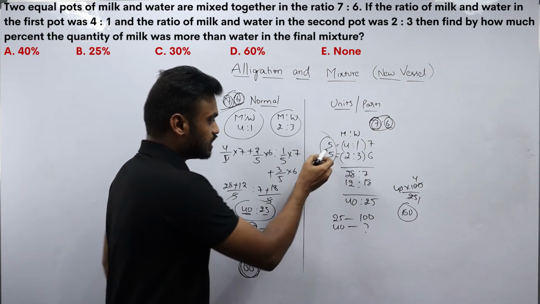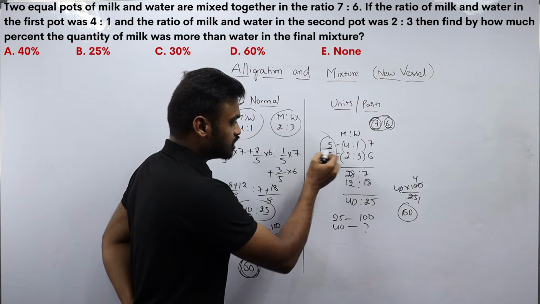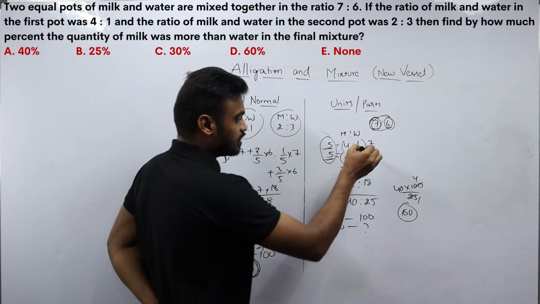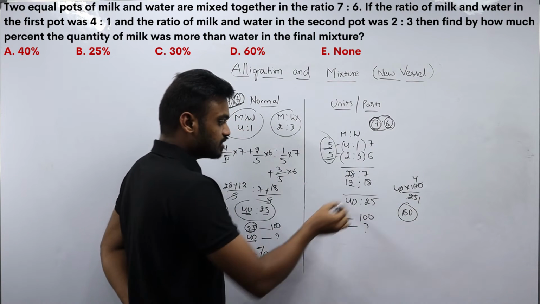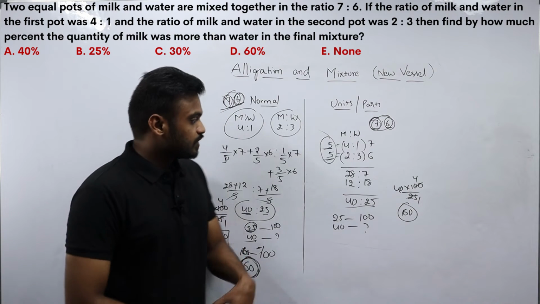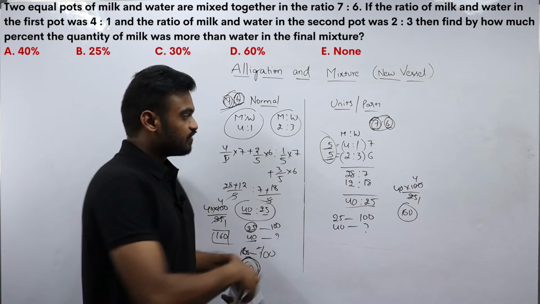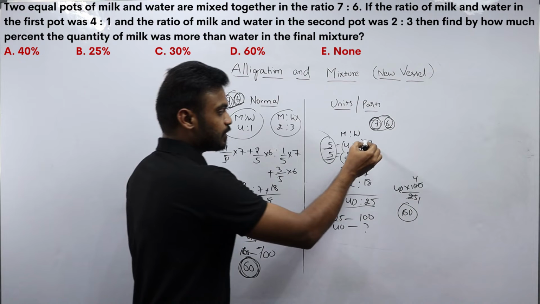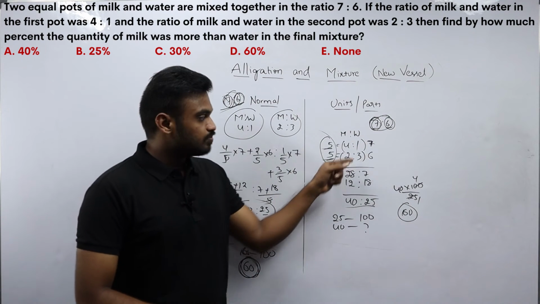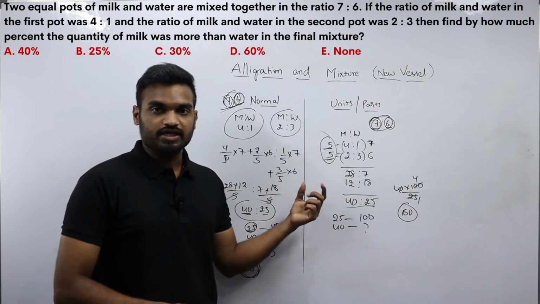Here the total parts are already the same in both the first and second vessel. So I am directly multiplying both ratios by 7 and 6 and getting the ratio 40:25. If the total parts are not equal, then first we equate them and then multiply by 7 and 6. Since they are equal, I am directly multiplying with 7 and 6 and finding the ratio.